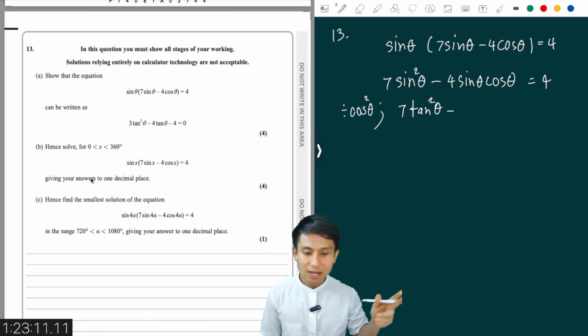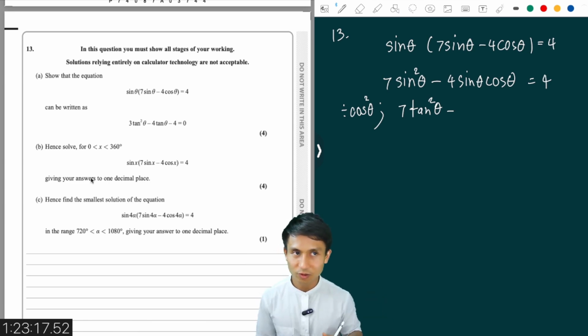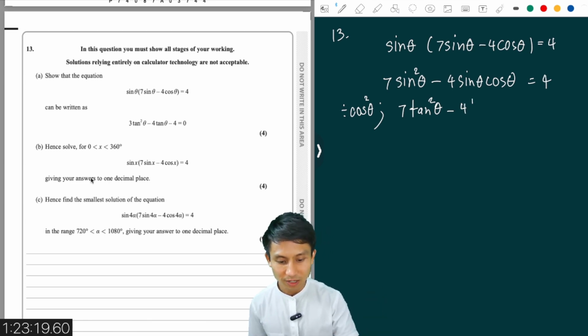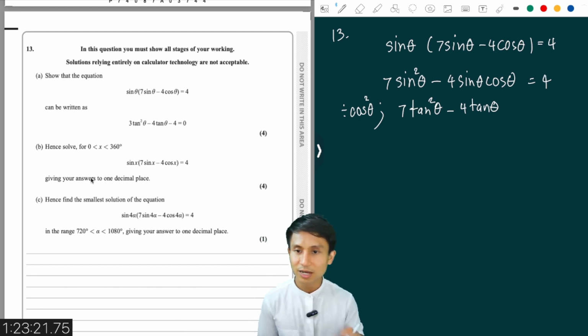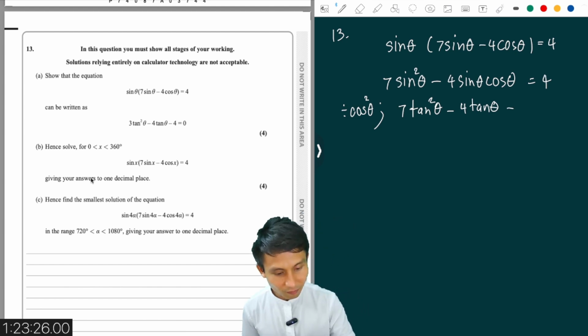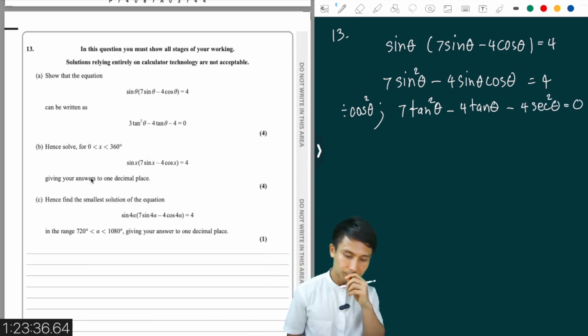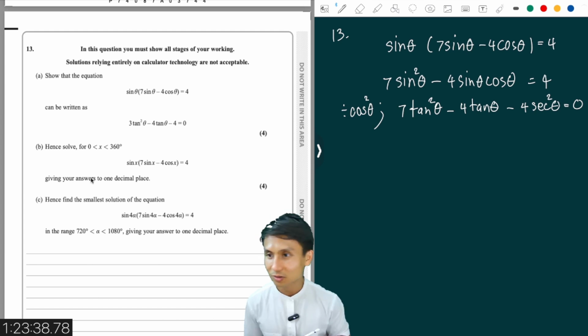So if we divide the 4 sine cos by cos squared, we're going to have a cos cancel cos, so we are left with cos down there. So this is minus 4 tan squared, because sine over cos is a tan. And then on this side, we have 4 over cos, right? So 4 over cos squared is 4, minus 4 times 1 over cos squared, which is sec squared theta, equals 0. Just moving it on the same side and divide by cos squared.